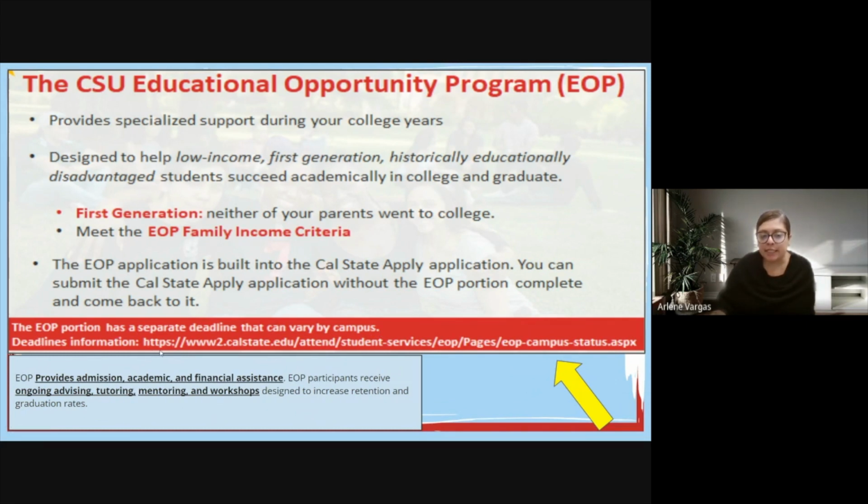There is more deadline information on this link here, which is currently not updated, but it will be working shortly. For the most part, I advise my students to complete their EOP application by November 30th, since that's the application deadline for most of the Cal State universities. Just to be on the safe side, complete it by then, but know that there are separate deadlines and they vary by campus.